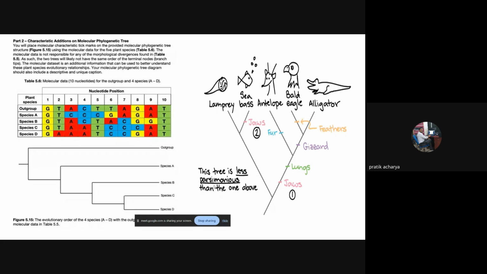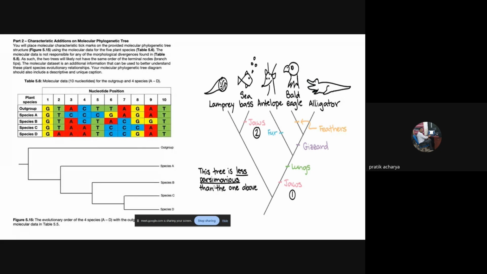So the particular molecular database is additional information that can be used to better understand this. It is a plant species presentation. The left hand side presentation is the evolutionary order of four plant species. Actually, this is a picture from one research paper. Different groups of species were aligned in this manner. Then this tree, the phylogenetic tree, was formed.